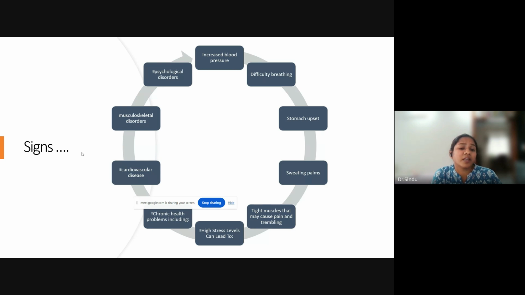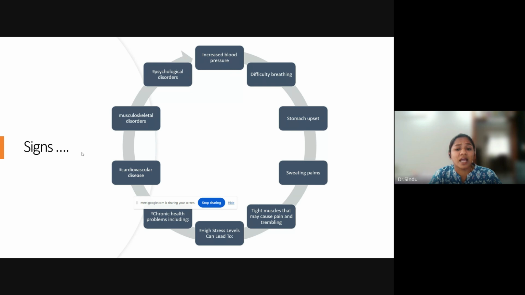Coming to the next one, chronic health problems. What are chronic health problems? Anybody? Generally, chronic health problems or chronic diseases are long-term conditions that usually last at least a year and require ongoing medical care. These include heart diseases, cancer, diabetes, strokes, lung diseases, depression, high blood pressure, arthritis, Alzheimer's, asthma, cystic fibrosis, obesity, osteoporosis. These all come under chronic health problems due to stress.